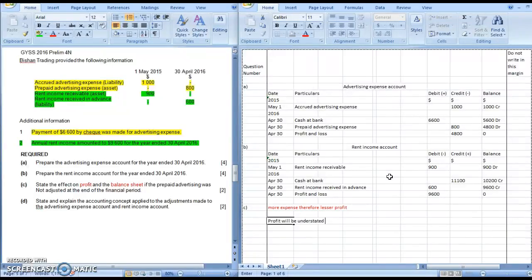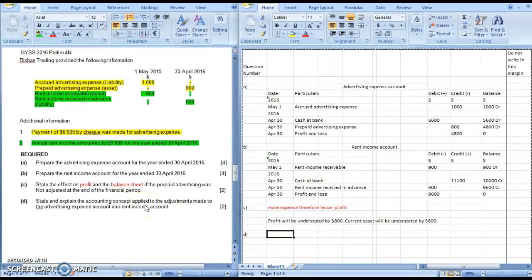We don't use decrease because this is just a supposed kind of question, a theoretical question. So profit will be understated by $800. You have to state understated or overstated, and by how much. And in the balance sheet, we have our assets, and more specifically our current asset will be understated by $800 as well. Because assuming we do not recognize this adjustment, we do not have the prepaid advertising expense, therefore we have lesser assets.